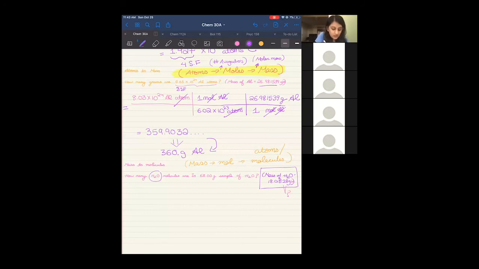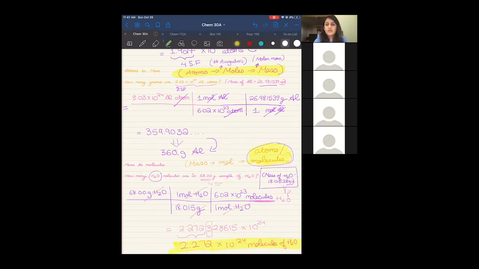So we start with 68.00 grams of H2O. Like we said, we want to go from mass to moles. In order for us to do that, we are going to put 1 mole of H2O is 18.015. So I'm just going to put 18.015 because that's what's in your periodic table for this class, okay? So I'm just going to ignore 28. Now we are going to go from moles to molecules. So 1 mole of H2O is 6.02.